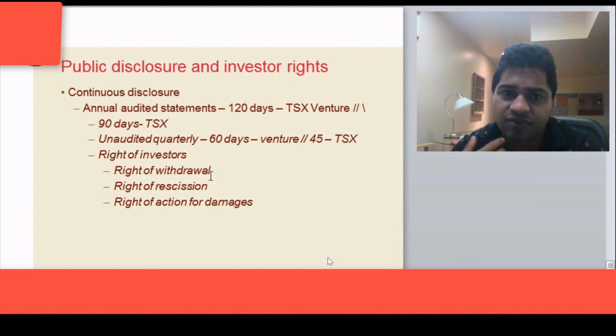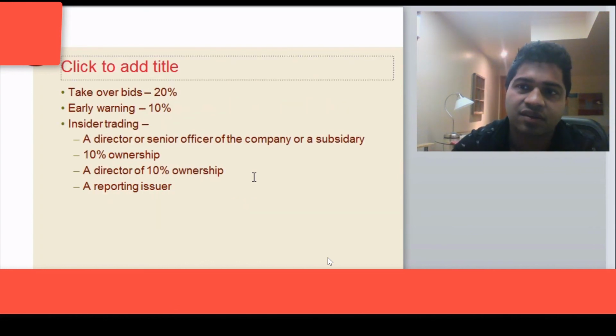There are certain rights for investors. Right of withdrawal. So within 2 days, if you have bought shares from the company in an IPO, not on the secondary market, then you have 2 days to withdraw your offer. Then right of rescission, if you find that there was some significant portion that the company lied about in the prospectus, you have a right of rescission. You can take your shares back, you can take your investment back, and you can also sue them for damages if there is significant misrepresentation.